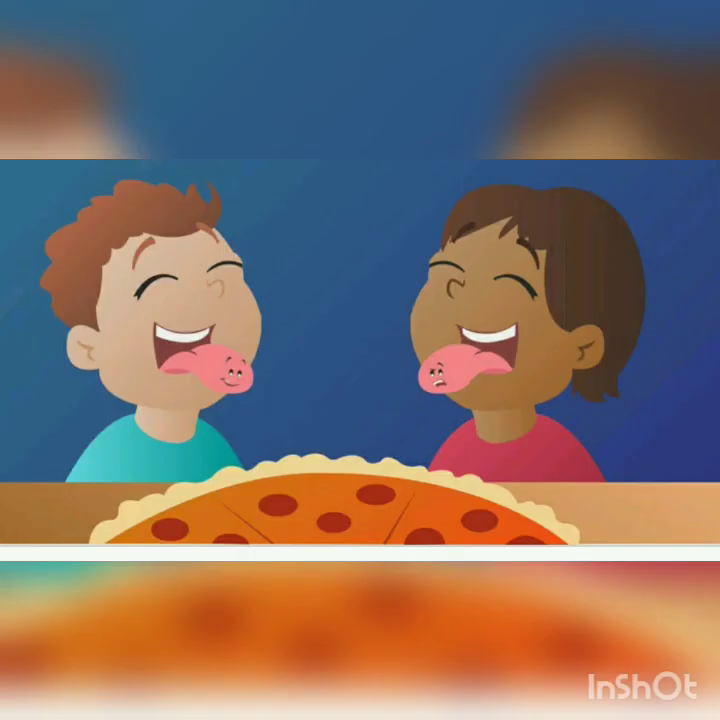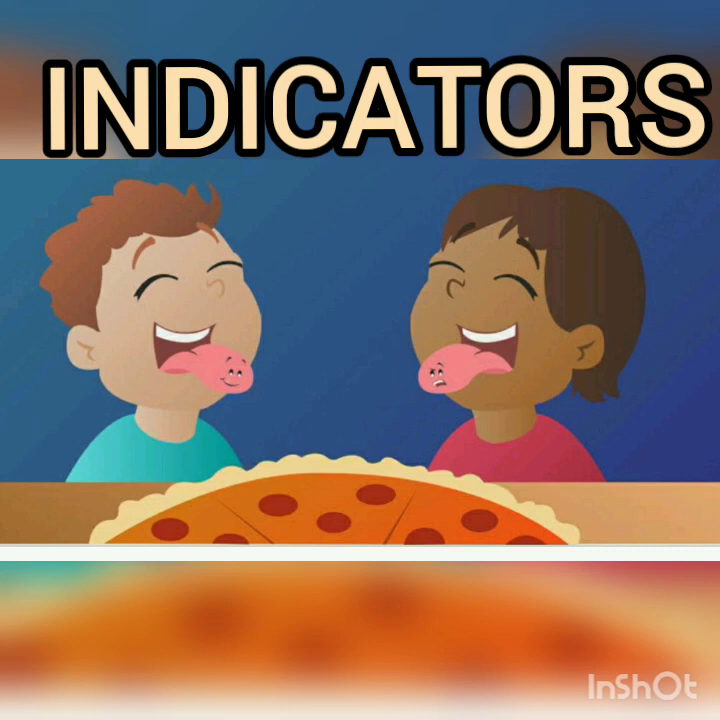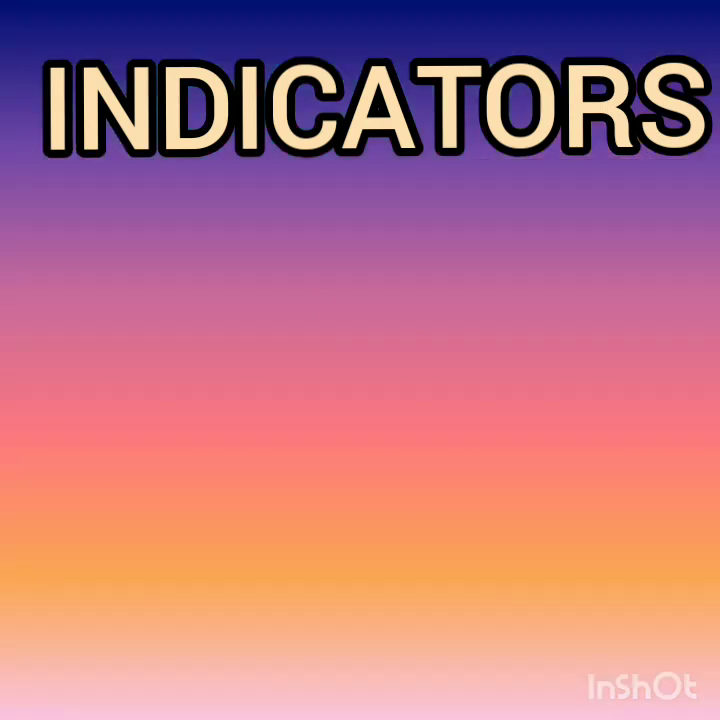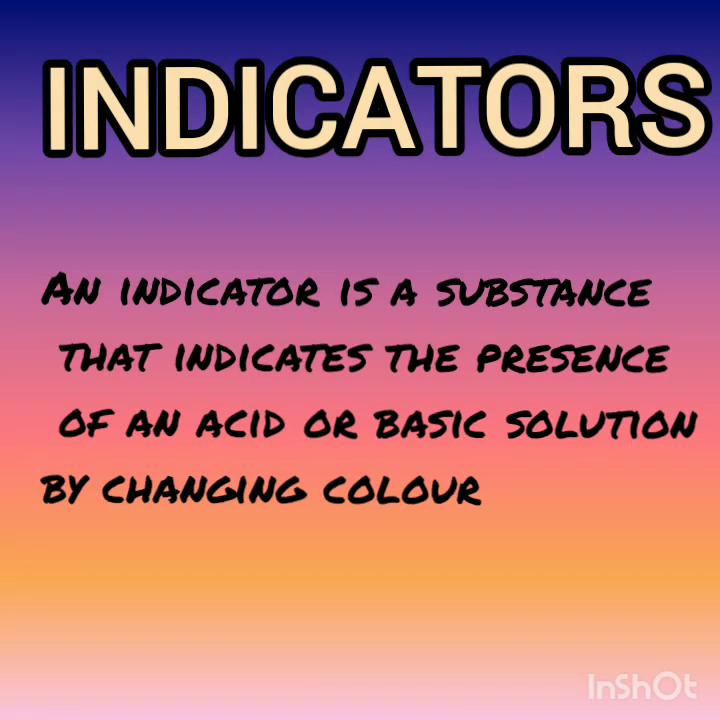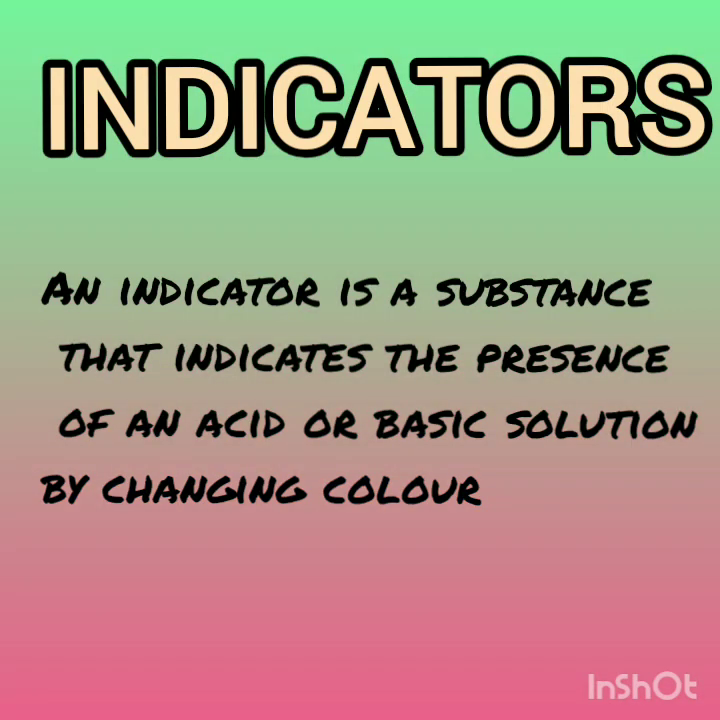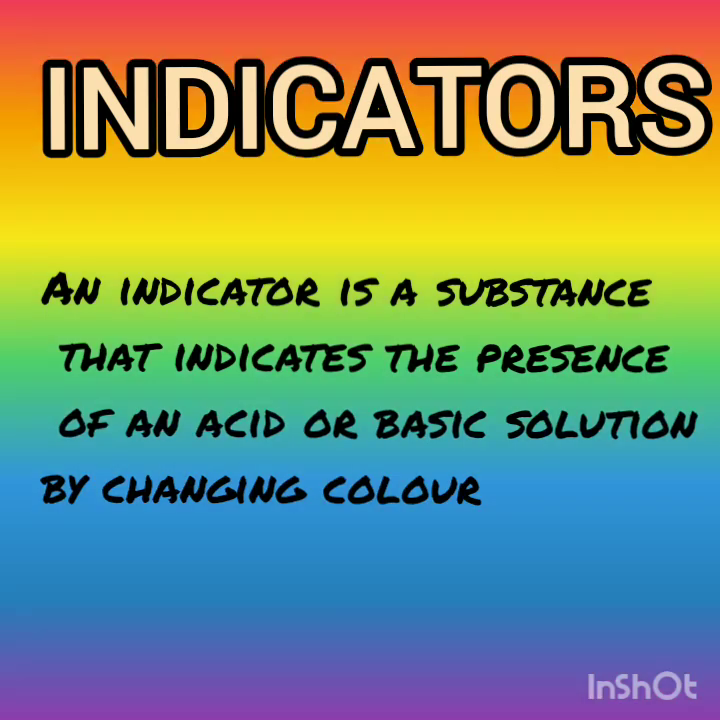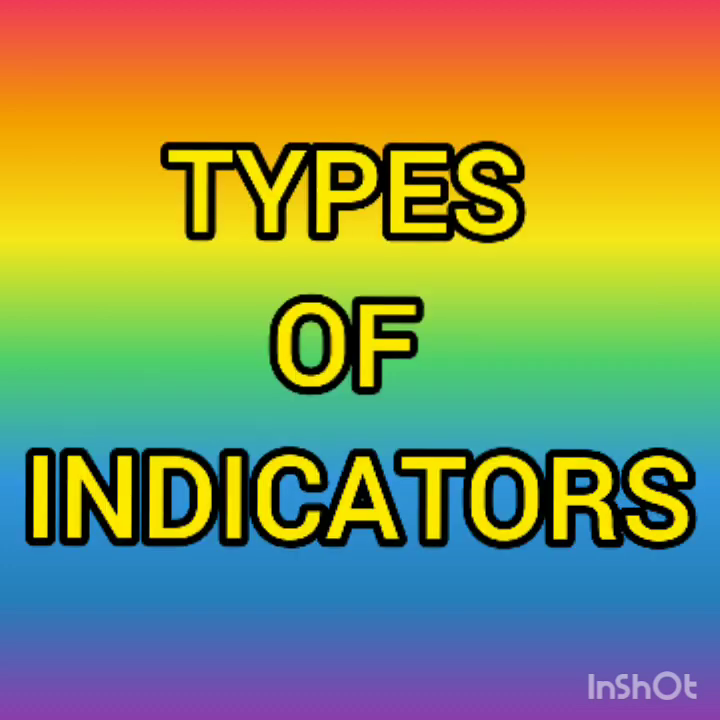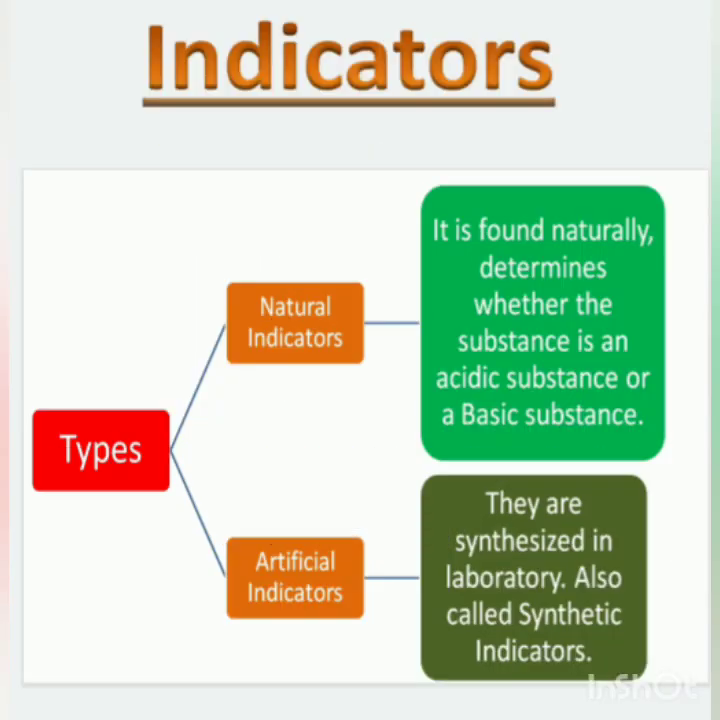As you know, we cannot taste each and every item to know whether it is acidic or basic. It is because there are certain chemicals which are highly dangerous. So, we use indicators for them. An indicator is a substance that indicates the presence of an acid or basic solution by changing the color. Now we'll study about the different types of indicators.